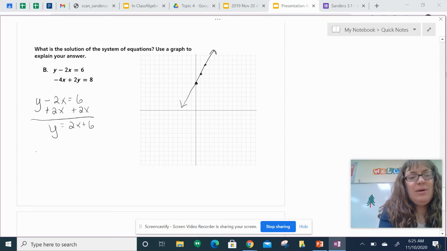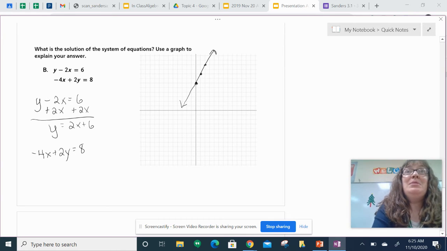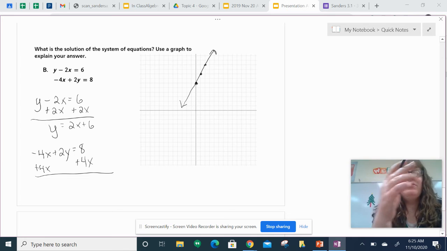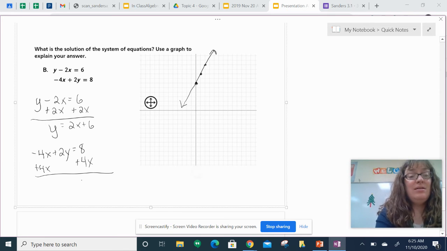All right, second equation, also not in slope-intercept form, so I'm going to work on getting that one ready to go. That means I'm working on getting y by itself, so I'm going to start by moving the term negative 4x to the other side by adding 4x to each side. I can't combine the 8 and the 4x because one of those terms has an x, the other does not. So that's going to become a 4x plus 8 is equal to 2y.